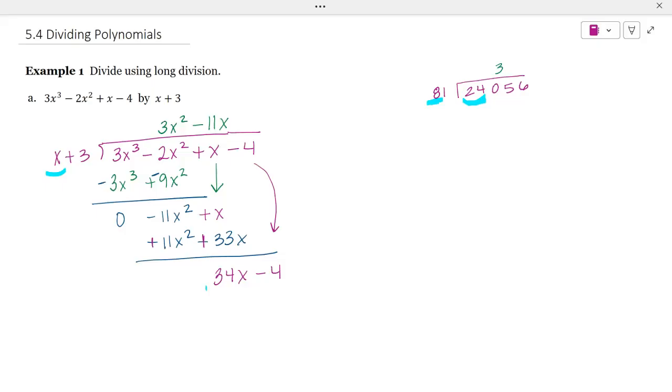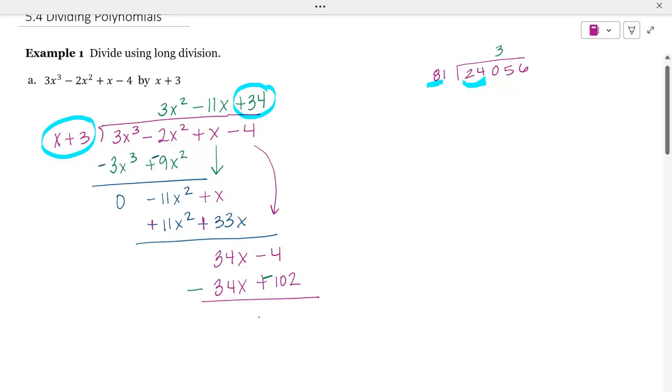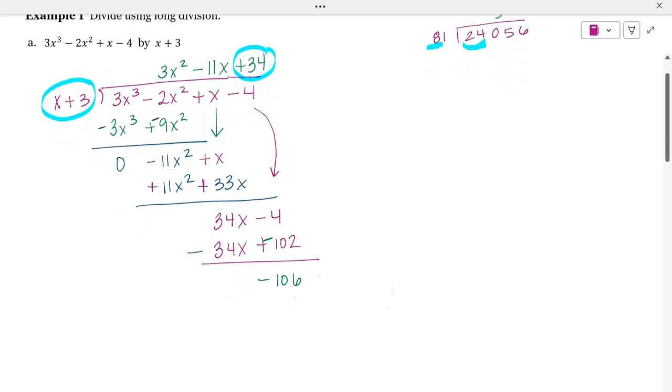x times 34 would give me this 34x squared. I'll multiply 34 times this. That'll be 34x plus, let's see, 34 times 3, 102. And then I subtract both of these items. So it looks like for a remainder here, I'm getting negative 106.